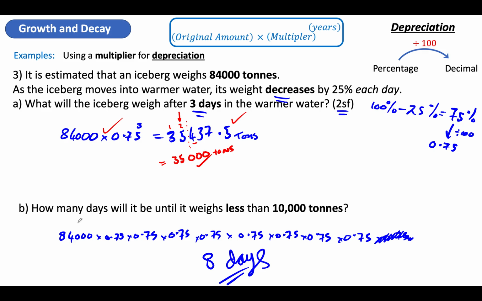When you work out what the calculation is, you just keep doing it in your calculator, keep timesing by that multiplier, and just see how many times you have to do it until you reach your target. And in this case, it's 8 days, at which point it's only 8,409 tons. Much smaller than it originally was. All right, okay.